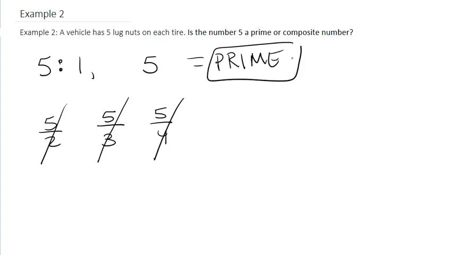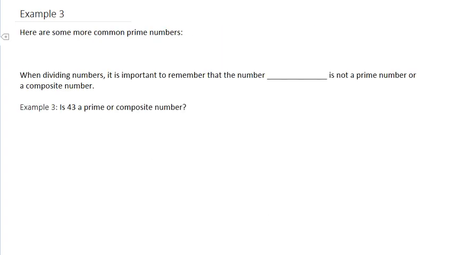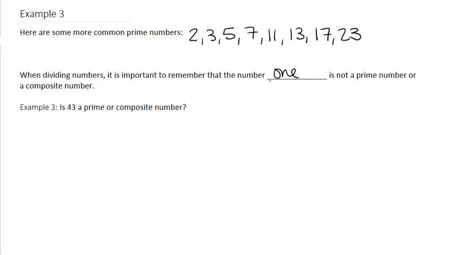Now let's look at another example. But before that, let's go over a few more common prime numbers, which are, in order, 2, 3, 5, 7, 11, 13, 17, and 23. So when we're dividing numbers, it's important to remember that the number 1 is not a prime number or a composite number.